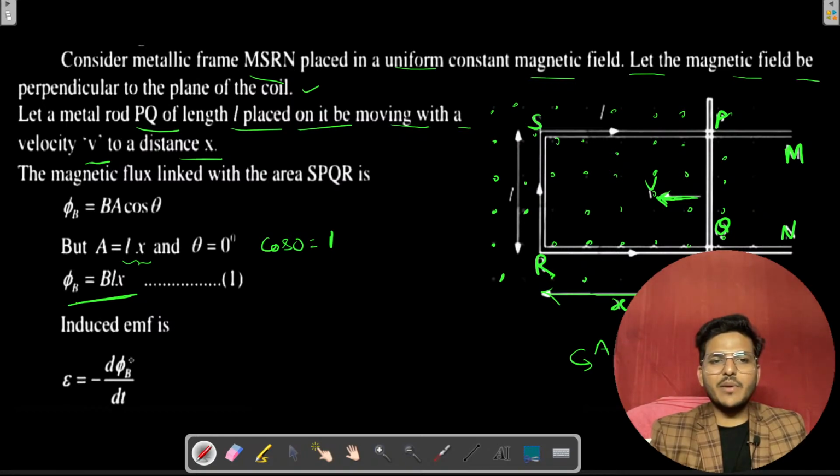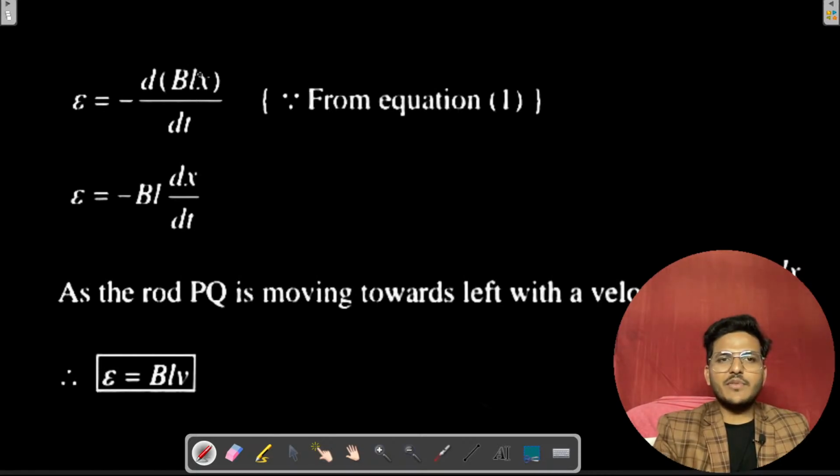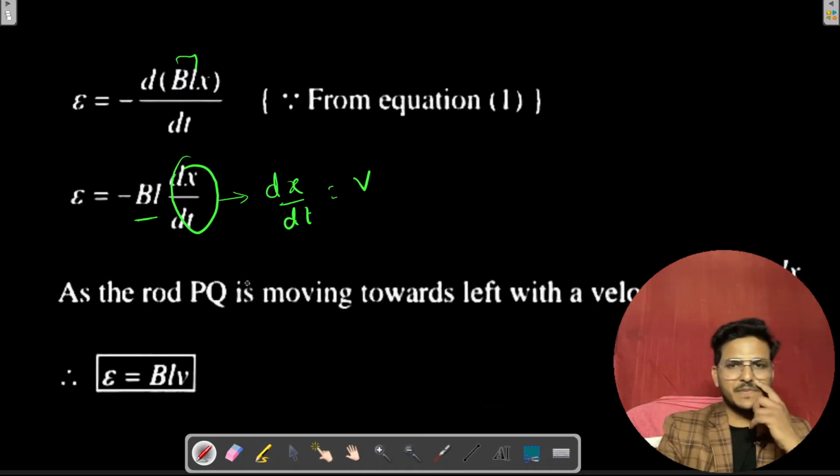And induced EMF is what? As per Lenz law, EMF equals negative of d phi B upon dt. So negative of d(BLx) upon dt. B and L are constant, so moving outward, this one is dx upon dt. And what about this dx upon dt? dx upon dt is called velocity.